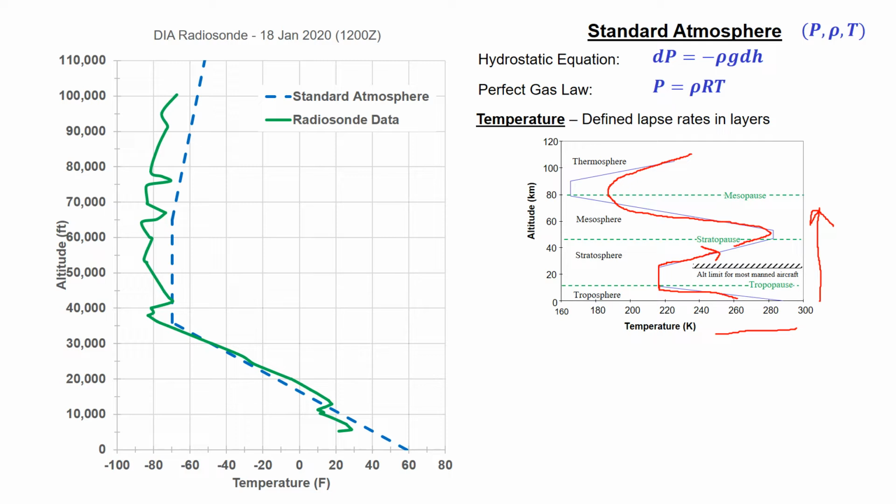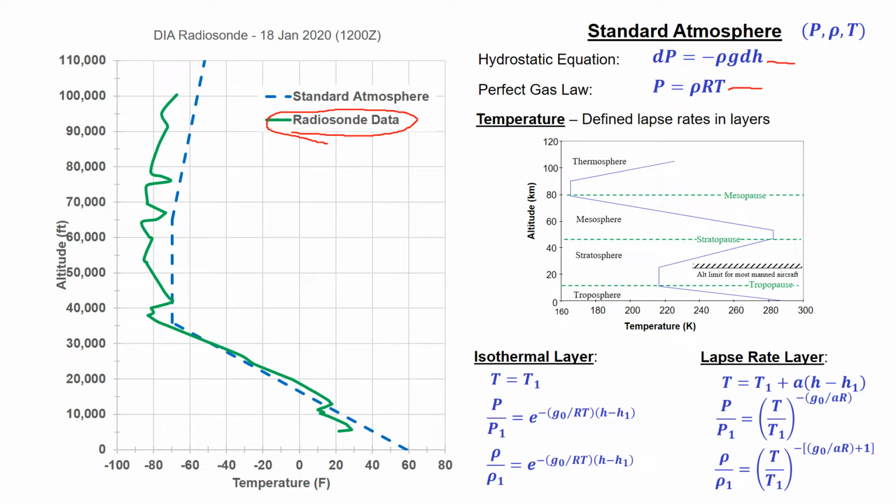So how do we build our standard atmosphere model and the standard atmosphere table? Well, we're using two equations. We're using the perfect gas law and the hydrostatic equation, but we're also using empirical data from weather balloons and sounding rockets to help build this model.